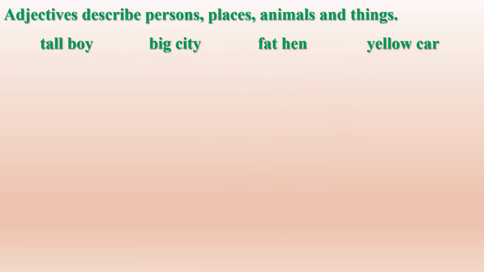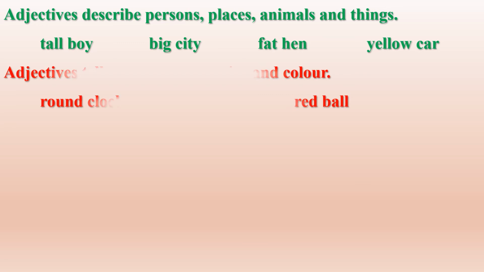Okay, so what is that? First remember one thing: adjectives describe persons, places, animals and things. So what do adjectives describe? Persons, places, animals and things. The words that describe all of them are adjectives, right? So look at the examples: tall boy, big city, fat cat, yellow car, right? Yellow car means yellow is an adjective because it is mentioning the color of the car, right?